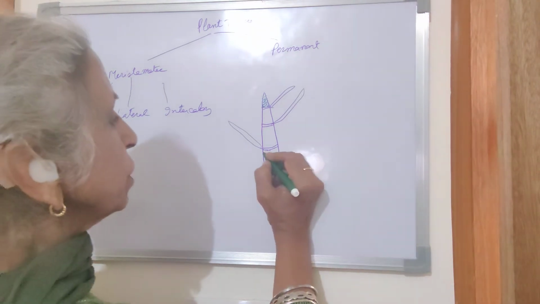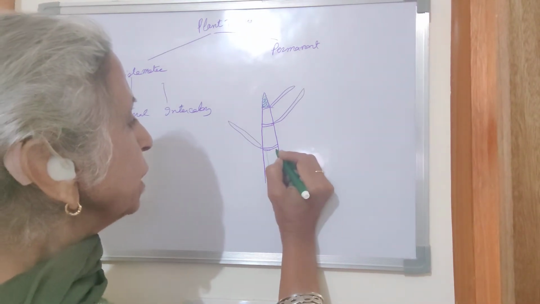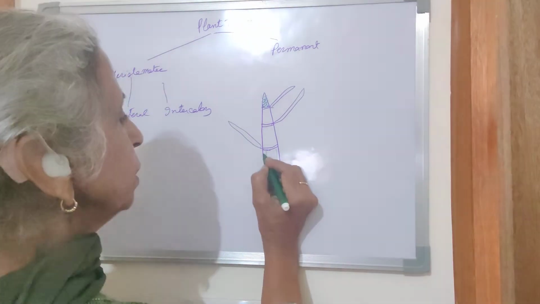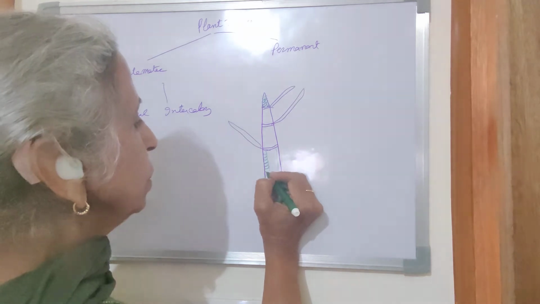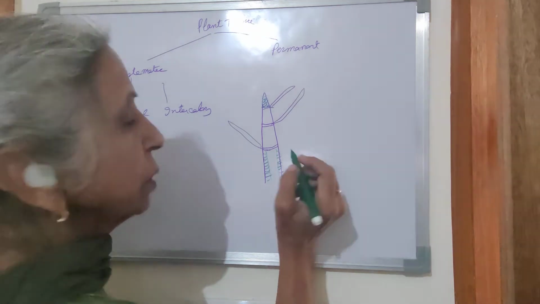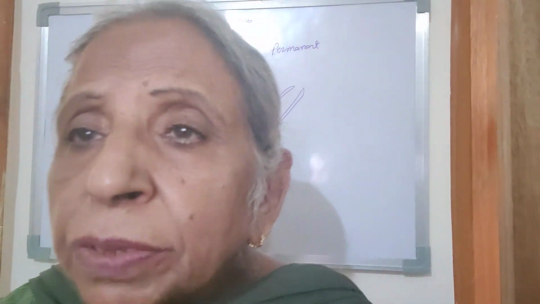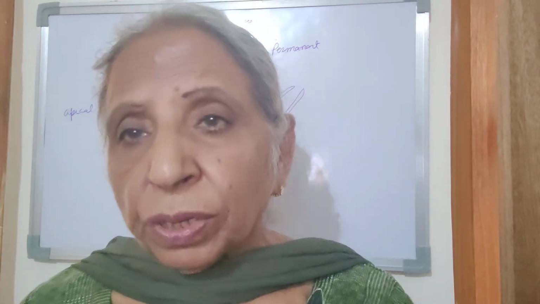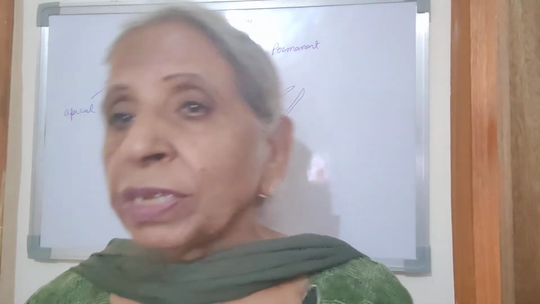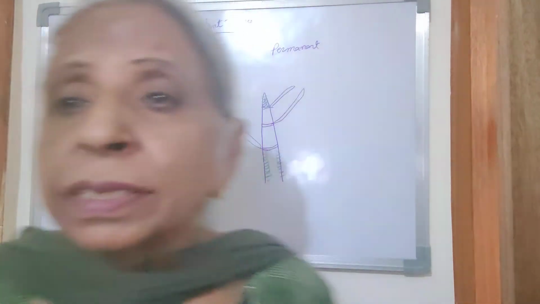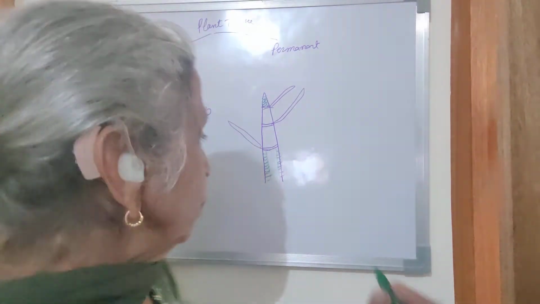Then there is lateral meristem. It is present radially, just like cambium. Lateral meristem divides and redivides and adds to the width of the plant organ, whether it is shoot or root. They divide laterally and add to the girth of the plant. An example is cambium.